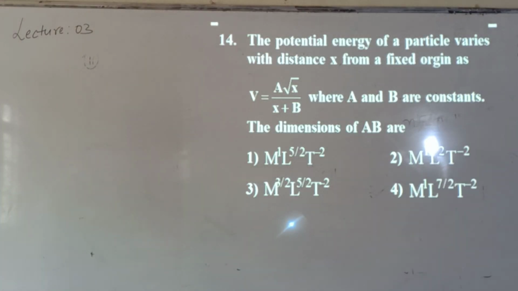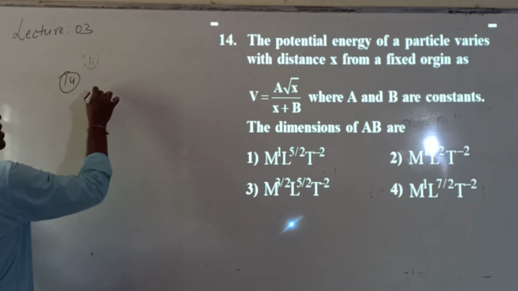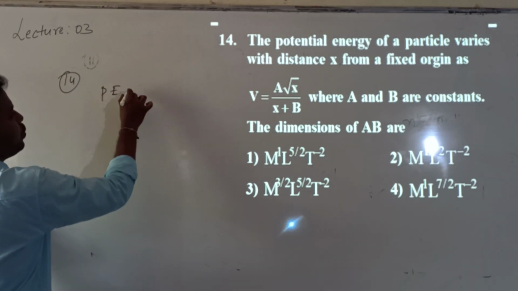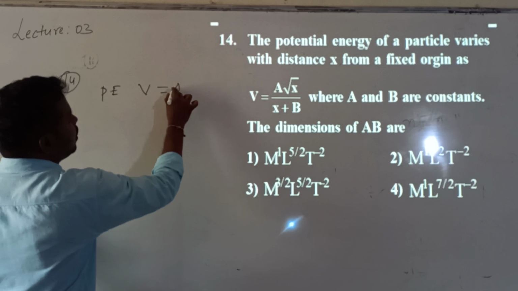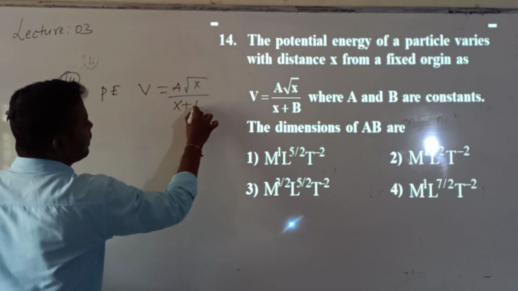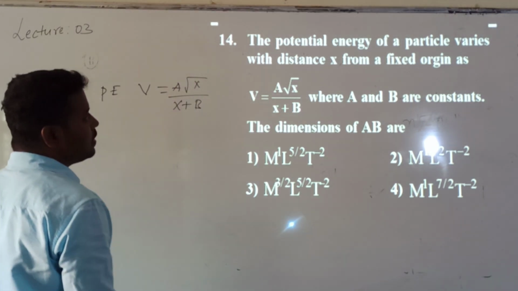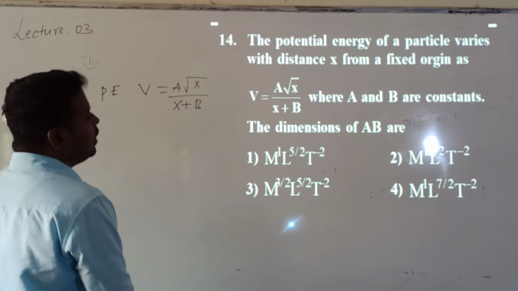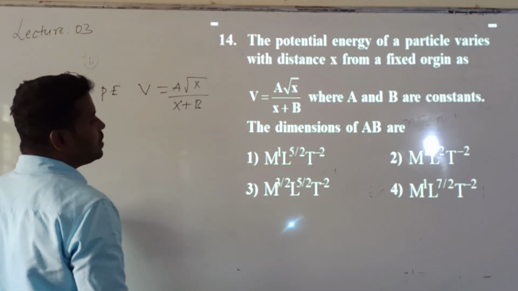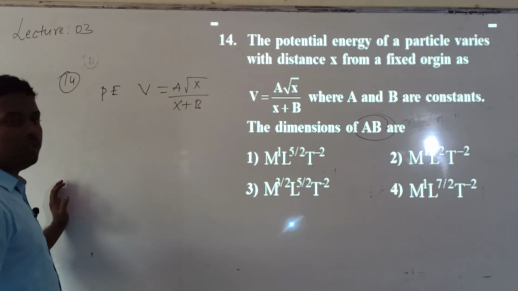In this question number 14, what they have given is potential energy V is equal to A into root x by x plus b. This is one equation they have given, where A and B are constants, x is the distance. They are asking what is the dimensional formula of AB.